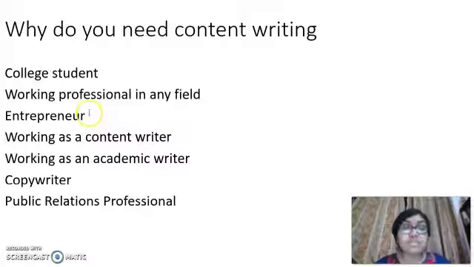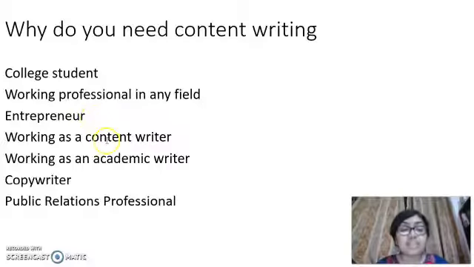When you are an entrepreneur, you will need to pitch to different people, different clients. At that time, your pitches have to be very well written. You cannot always rely on someone else to write, because you have shoestring budgets, that is, you have very little budget. You can't rely on a very highly paid content writer. You might have to do it yourself. So when you're an entrepreneur, you might have to write pitches and promote your brand, so you need to write well.